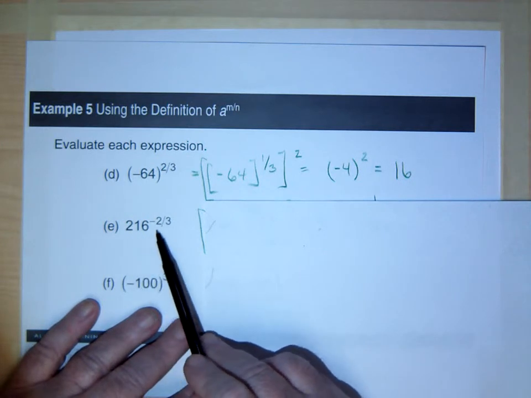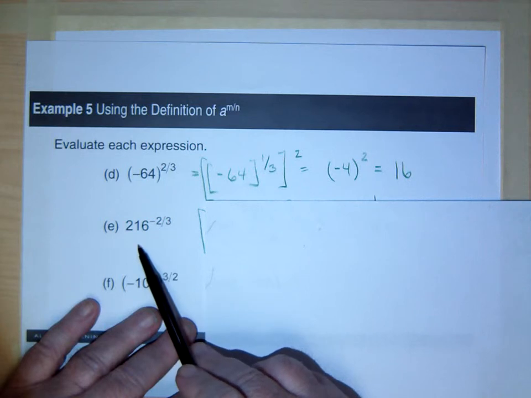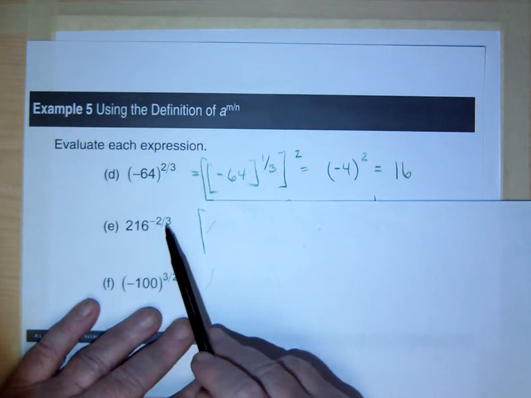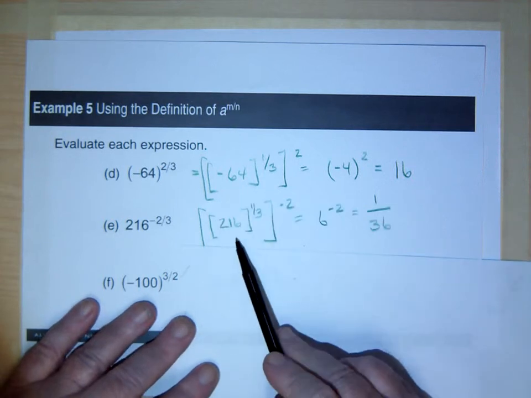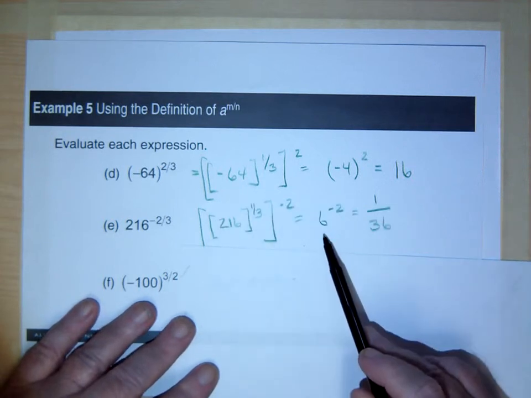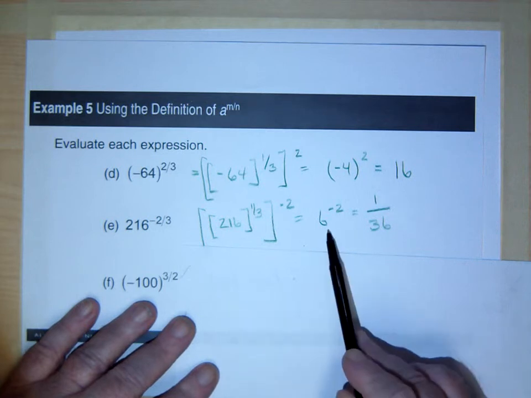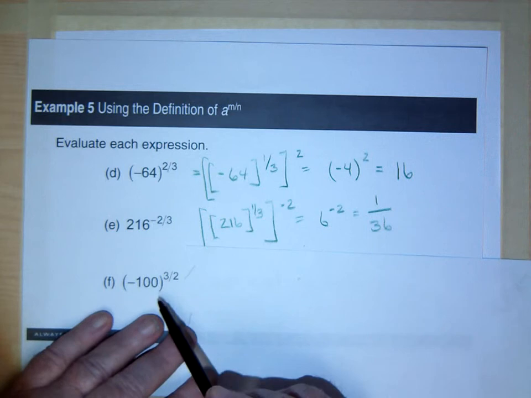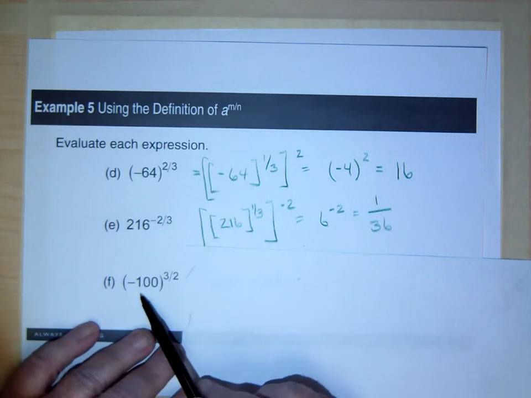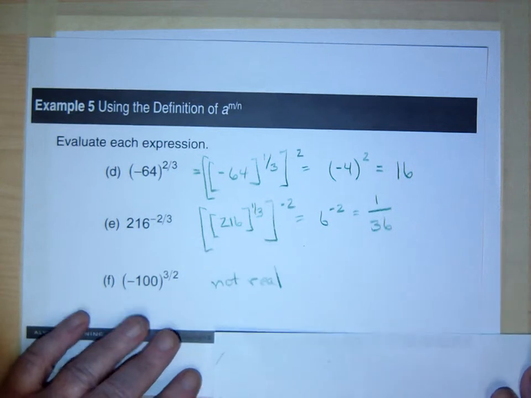Here I'm going to take the cube root of 216. The minus in the exponent means it's going to be in the denominator, and then I'm going to square that number. So the cube root of 216 is known to be 6. So this becomes 6 to the minus 2, which is 1 over 36. And here I'm taking the square root of a negative number, and that's not going to be real.